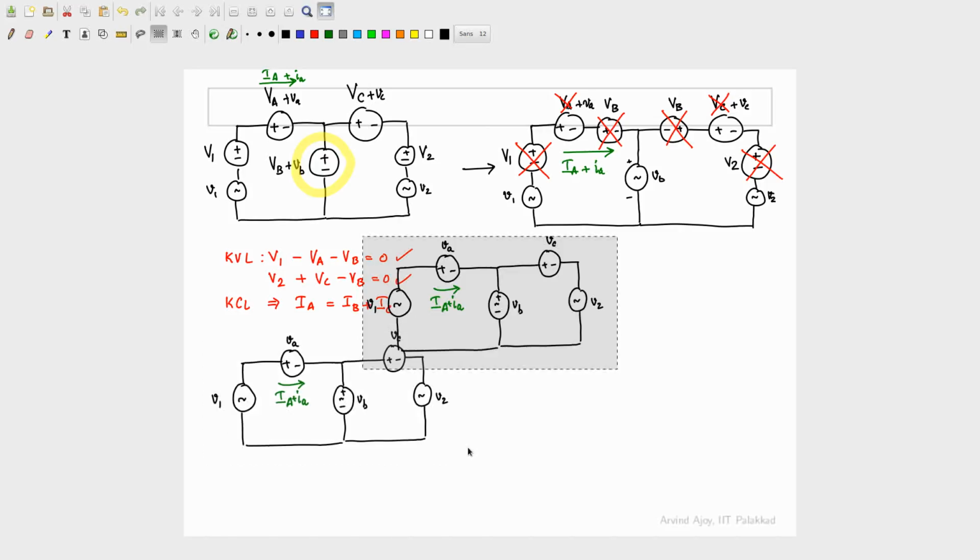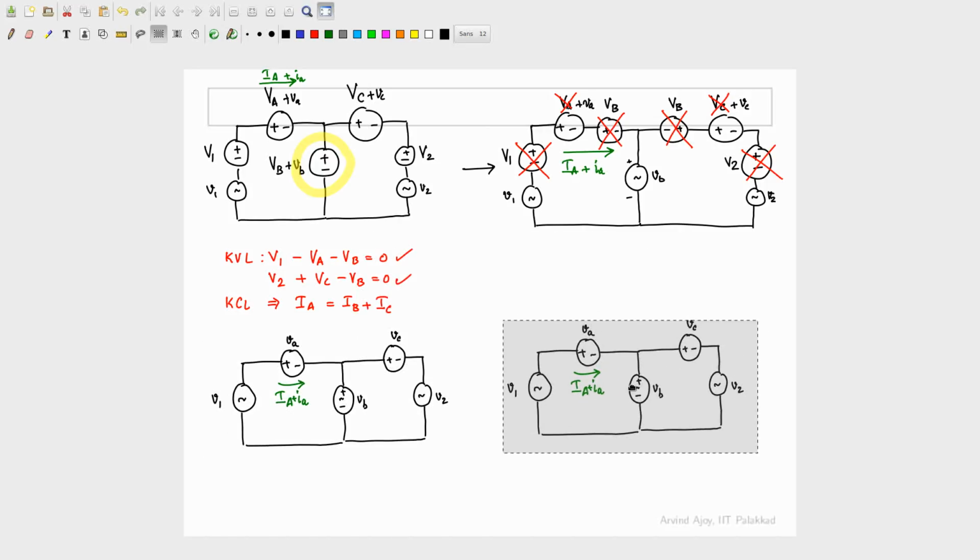So if you remember where we want to go, we want a circuit which has only the small v's and small i's. So we have to somehow eliminate these capital I's. How do you do that? I used up Kirchhoff's voltage law. So what do I do?